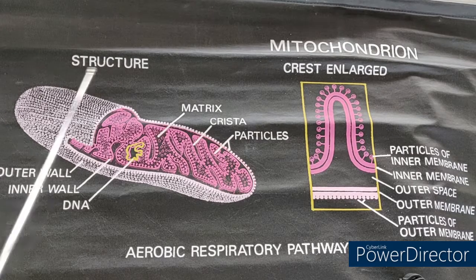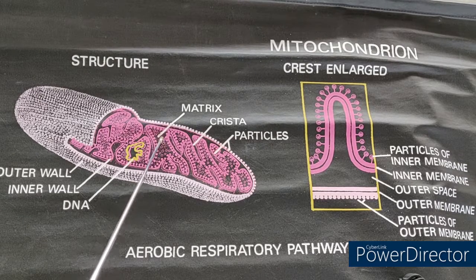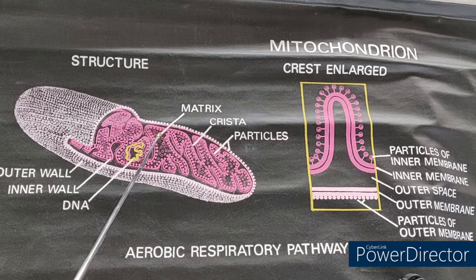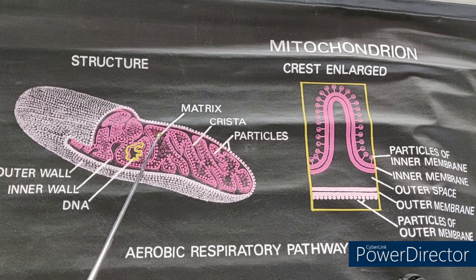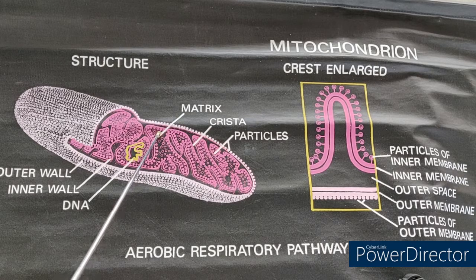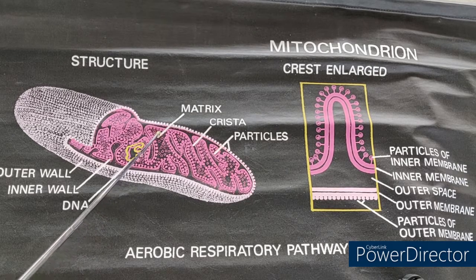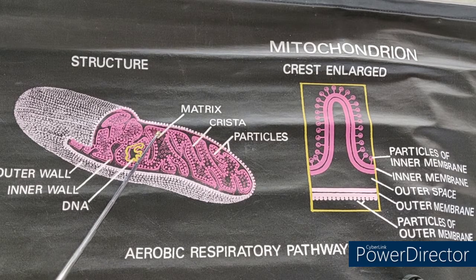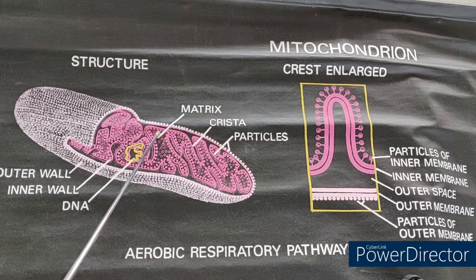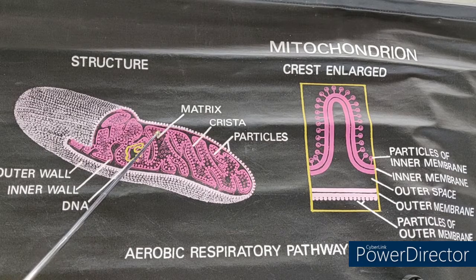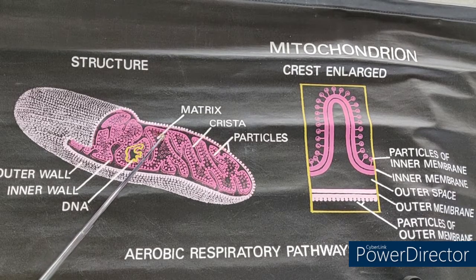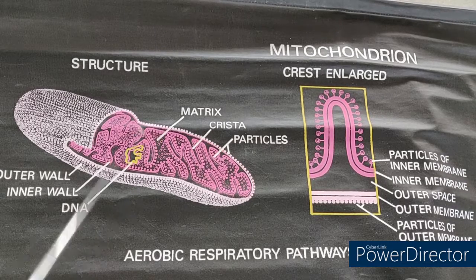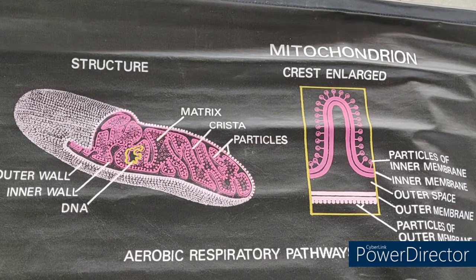The next is the mitochondrial matrix. Inner to these finger-like structures, you come across the mitochondrial matrix. It is a complex mixture of proteins and lipids. It contains enzymes needed for the Krebs cycle, and it also contains mitochondrial ribosomes and transfer RNAs. There are three types of RNA: messenger RNA, ribosomal RNA and transfer RNA. The tRNAs, that is the transfer RNAs, are found in the mitochondrial matrix.